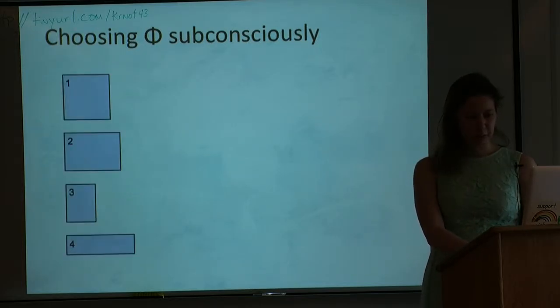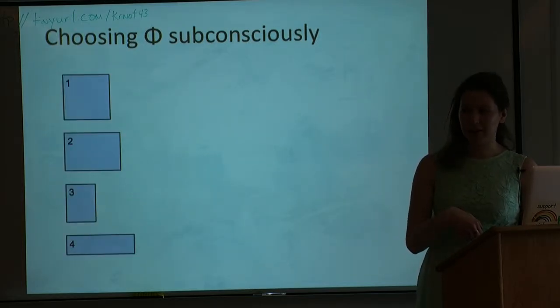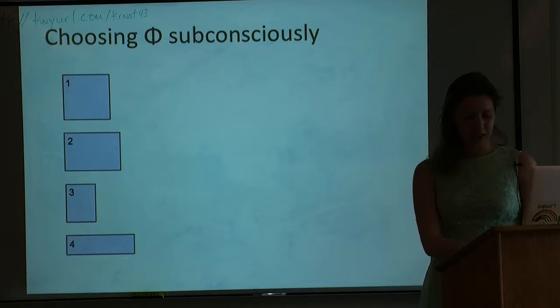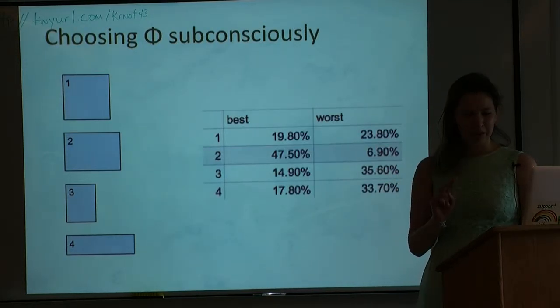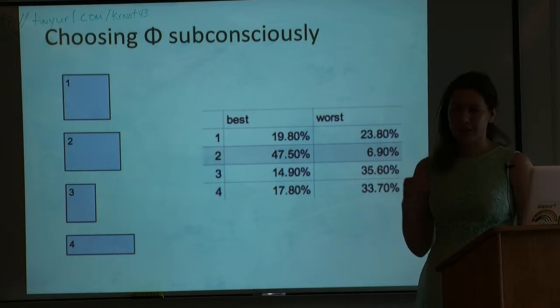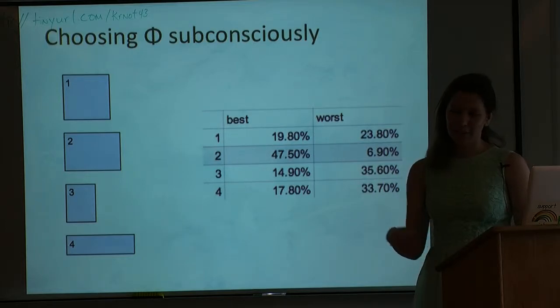So I asked people to vote which one of these was the best and which one was the worst. And these were the results. So 1 is a square. 2 has a ratio of 1 to phi. 3 has a ratio of 1 to 1 over phi. And 4 has a ratio of 1 to 3 phi. And as you can see, 2 is the best and the least worst.